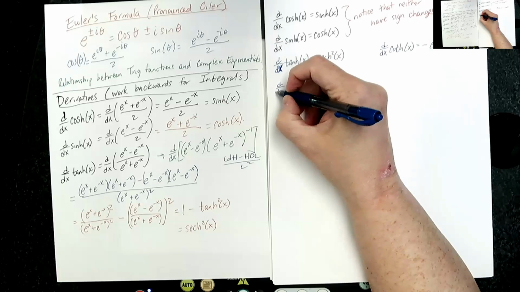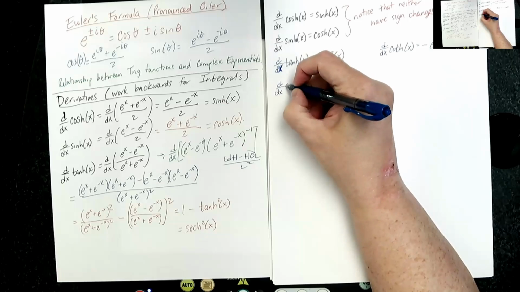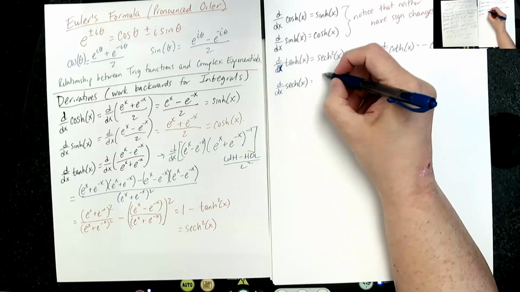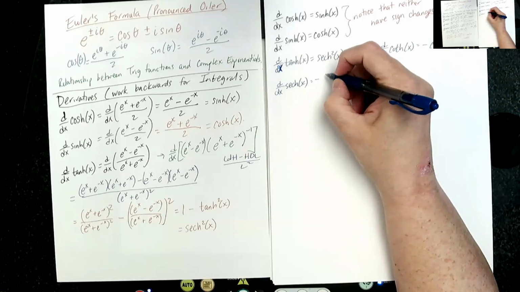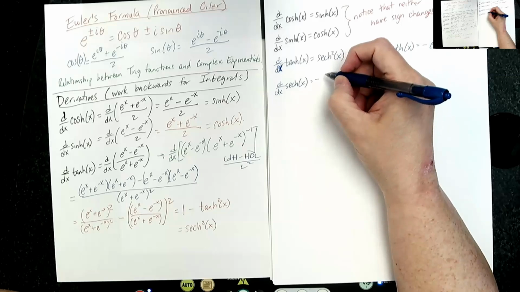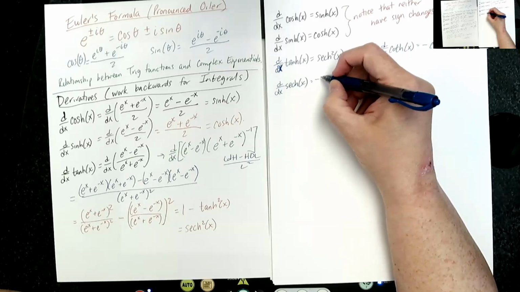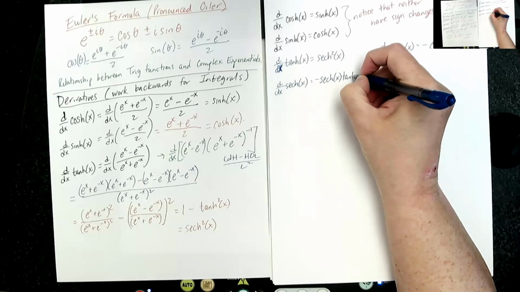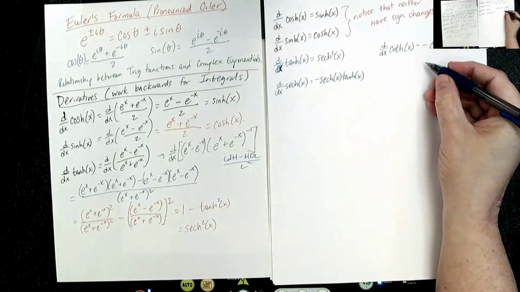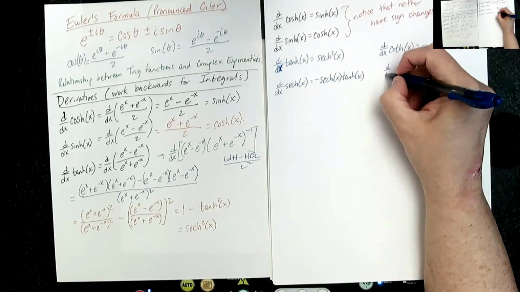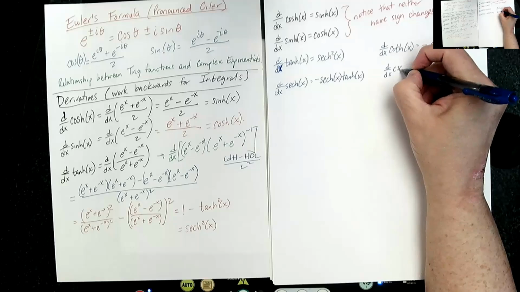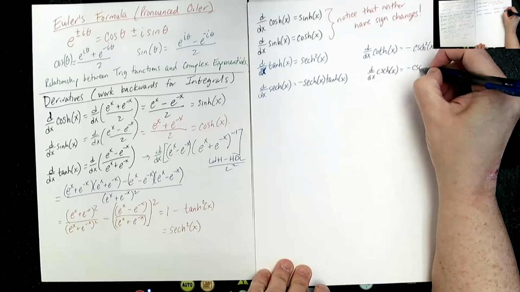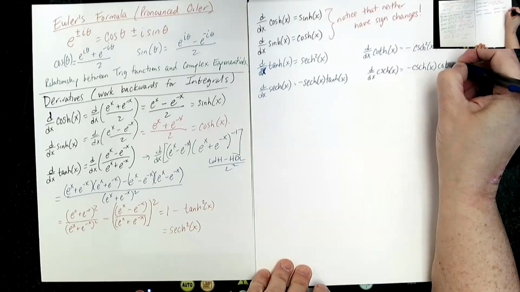So if we do the derivative of hyperbolic secant, this is the secant tangent. In regular trig functions, it's positive secant tangent. Here it's negative. And we do hyperbolic cosecant. We get negative hyperbolic cosecant cotangent.